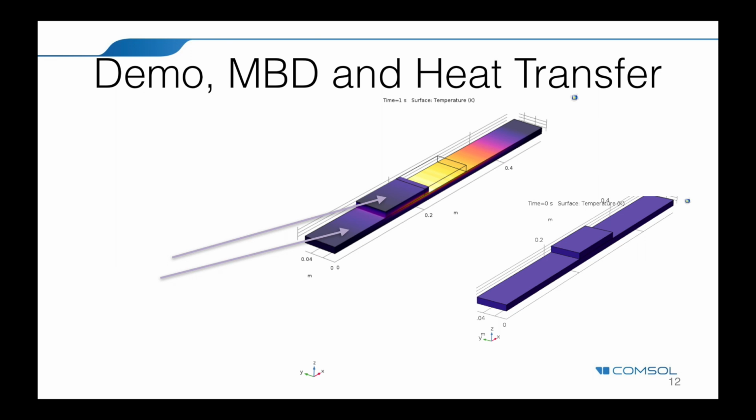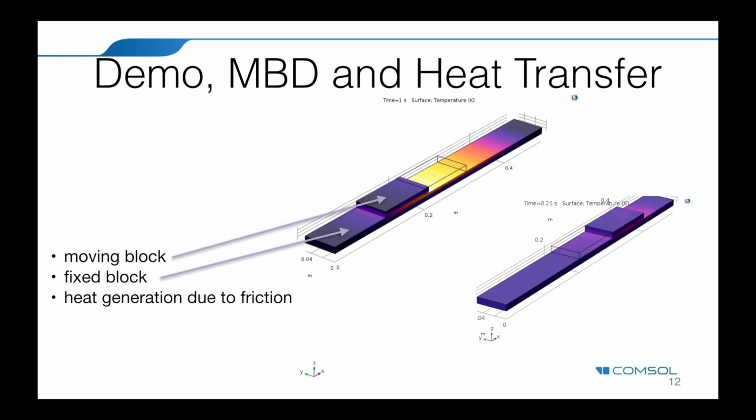And today's demonstration will consider two blocks. One smaller block at the top that will move with a prescribed displacement, and the lower block will be fixed. And due to the friction, we will introduce the heat generation, and we can add the Heat Transfer in Solids physics node. So we will set up a multiphysics example and model here.